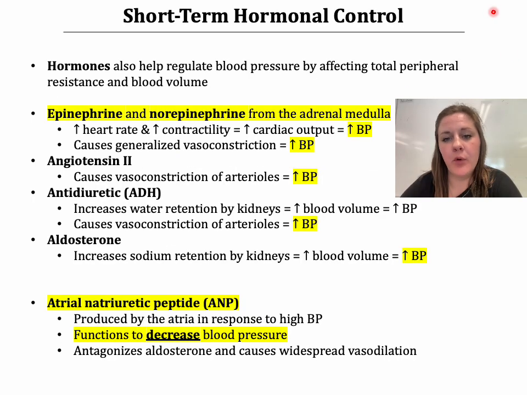Now for short-term hormonal control. So we were just talking about neural control, now thinking about how hormones, chemical messengers, can influence the blood pressure temporarily or for the short term.